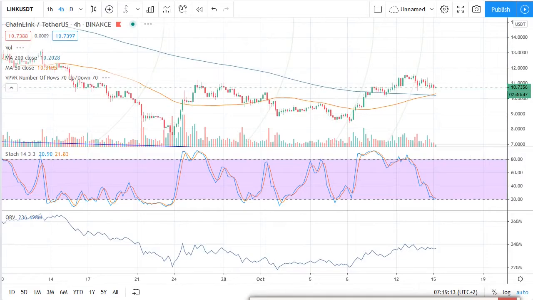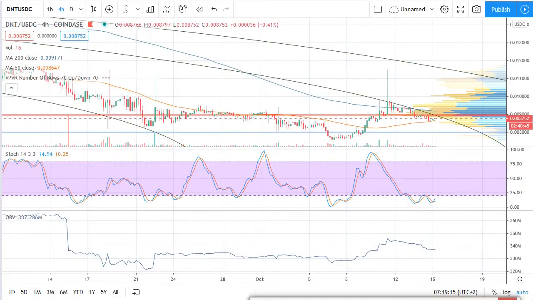Very, very interesting. Let's look at DNT. This is one of my favorites here. I love District 0x. Pretty cool project. Nice little price of 0.008. I bought in at 0.0077, so I was going to pick up some more.